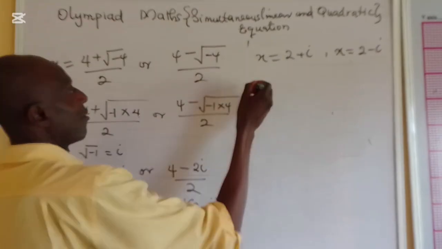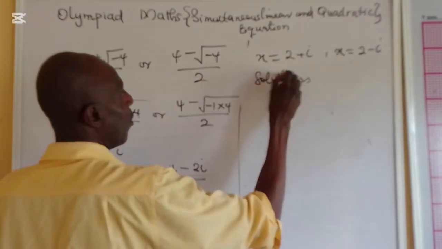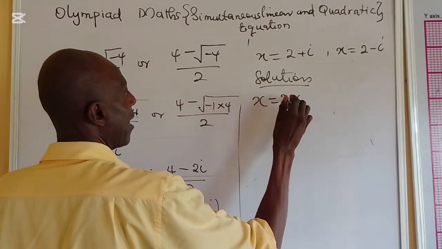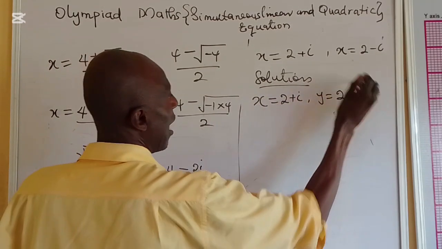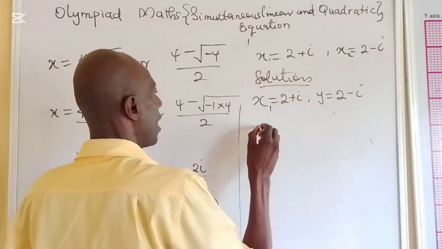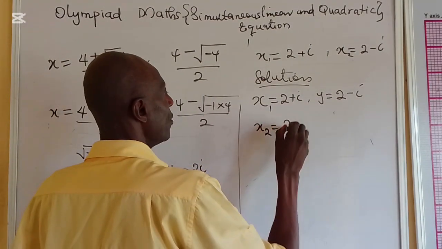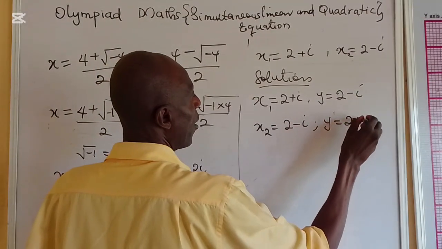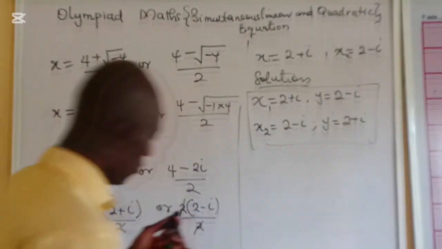So if x is 2 minus i, our first solution will be what? What would y be? If x is 2 plus i, then y will be 2 minus i. So this is for x1. Now, x2, if it is 2 minus i, our y will be 2 plus i. So this is the required solution of that equation.